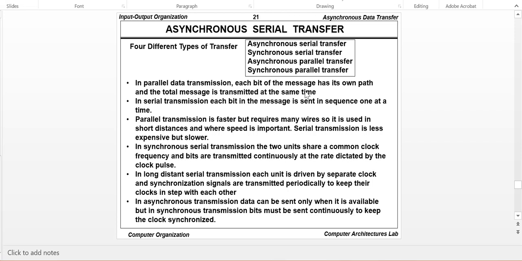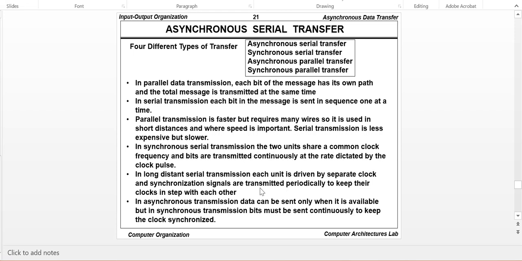Now this parallel transfer and serial transfer can be synchronous or asynchronous. What do we mean by synchronous serial transmission? In serial transmission, the two units share the same clock. We already know that in synchronous data transmission, there will be a common clock shared by two units, and the transfer between the two units will be synchronized by the clock pulse. We have already seen that. But it's a serial transfer, where the data is not transmitted all at a time; it will be transferred one bit after the other. That is called synchronous serial transmission.